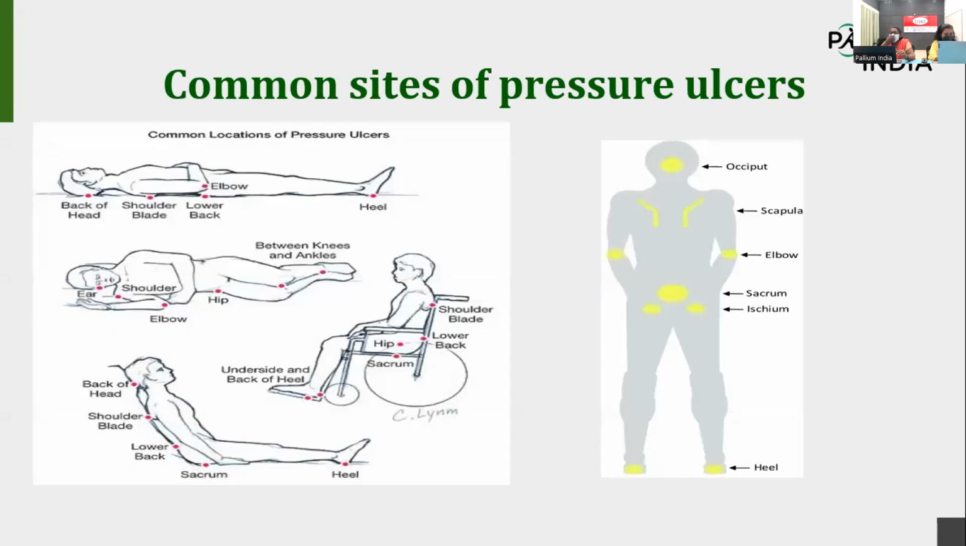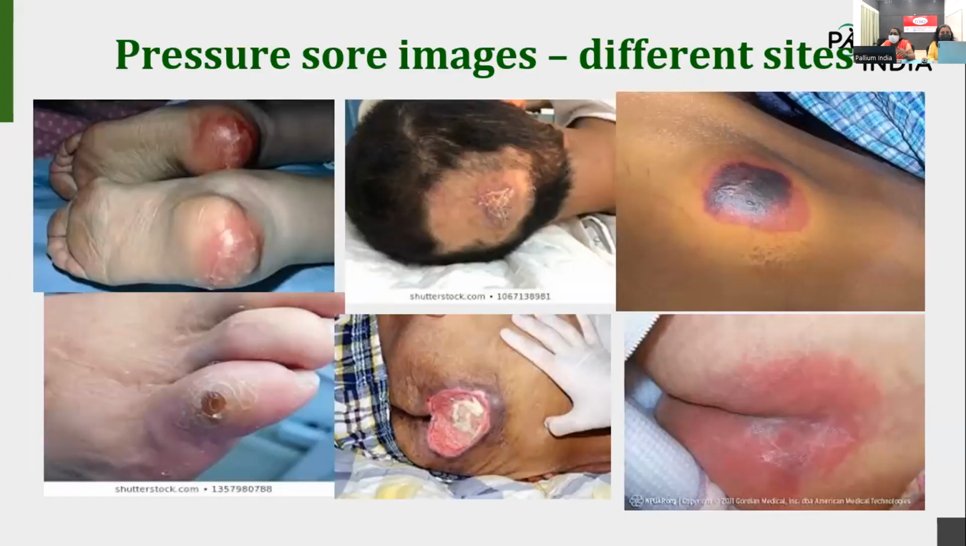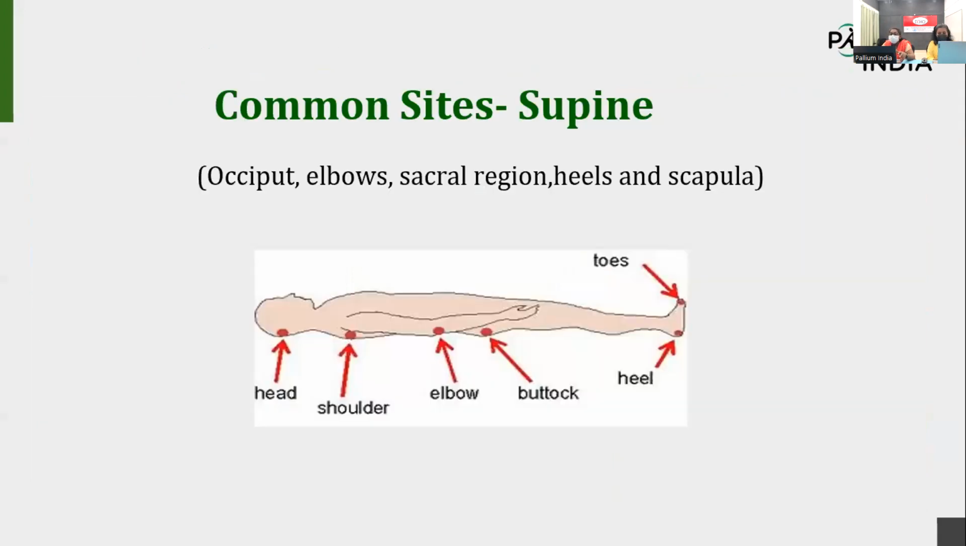Coming to the common sites, it can occur anywhere. You can imagine supine position, sideline position, you can see that picture, Fowler's position. Even if the patient is in a wheelchair, that patient can get a pressure ulcer. It can occur especially on the bony prominences, but it can occur anywhere. You can see in the picture: heel, occiput, scapula, toes, sacrum. All those areas will be affected, depending on the patient's position.